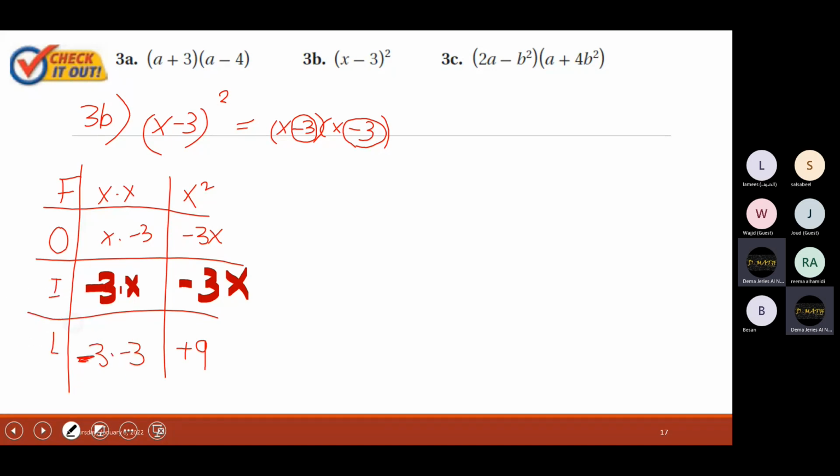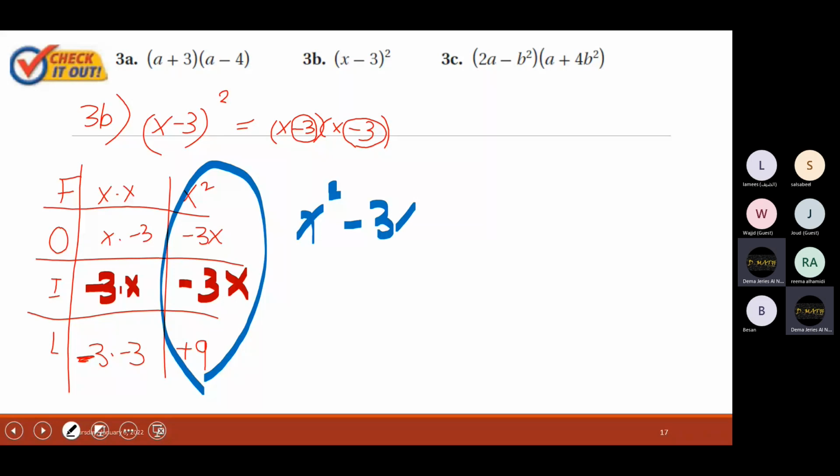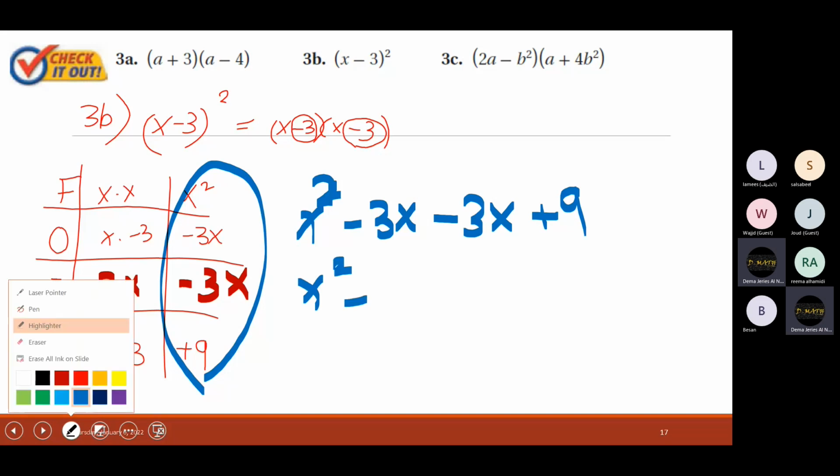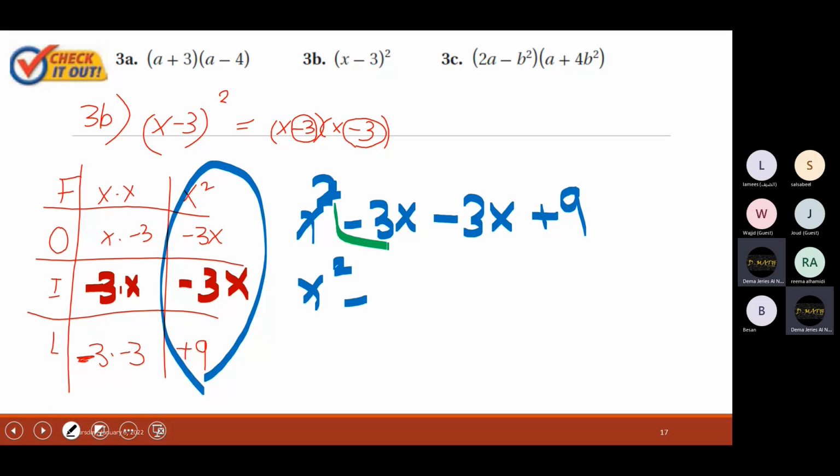Then after that, I bring these and combine them together: x squared minus 3x minus 3x plus 9. Look at these two terms now. Are they like terms? Do they have the same variable with the same power? Yes, they have the same. You will add them together and put negative 6x. So x squared minus 6x plus 9.